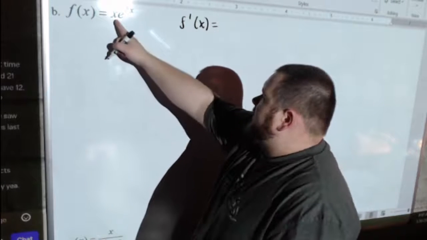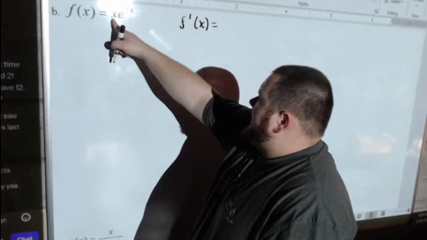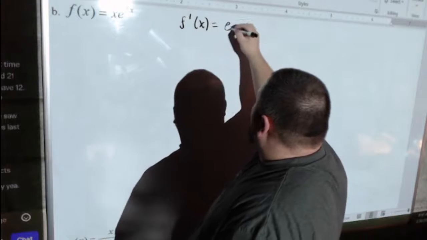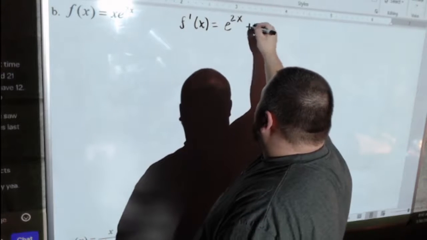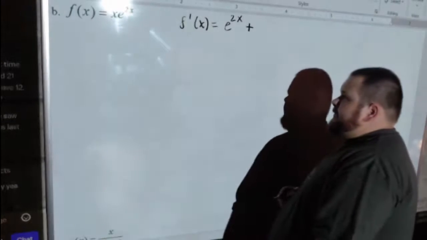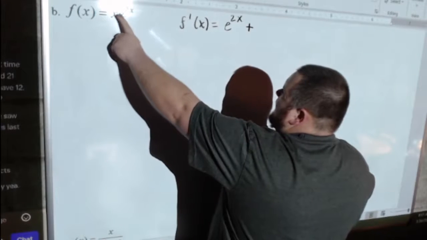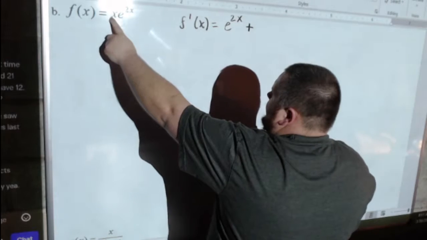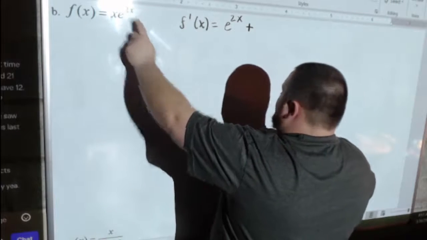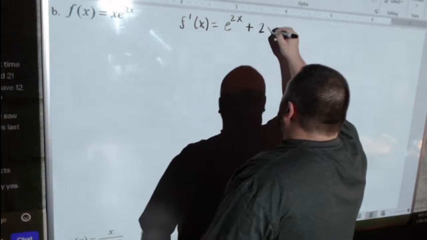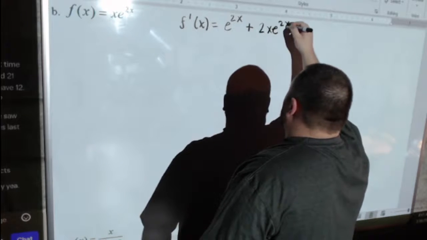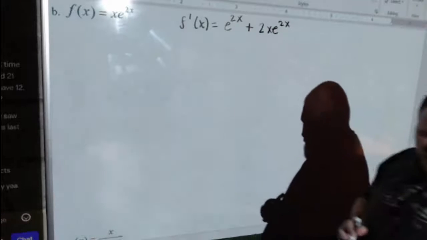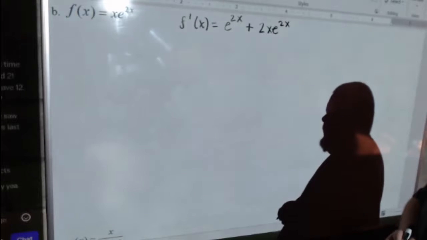This is a product. I'm going to take the derivative of x, which is 1, leave e to the 2x, plus leave x, take the derivative of e to the 2x, which is going to bring a 2 down in front, and then leave the exponential. So that's our first derivative.